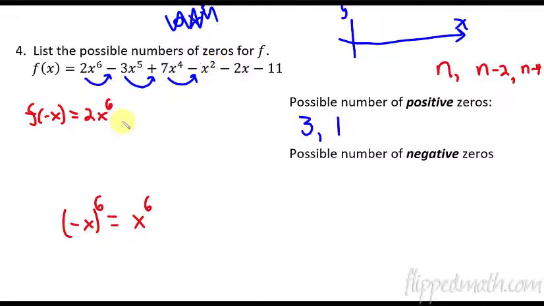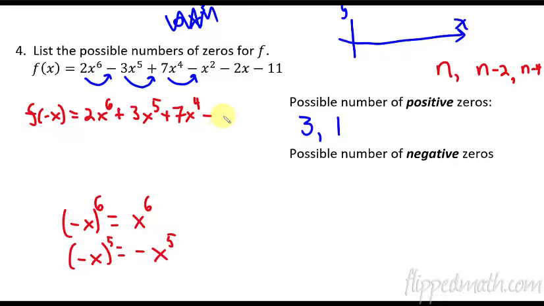But the odd ones change. This next term, instead of it being minus 3x to the 5th, it now is going to change. Why? Because negative x to the 5th power is going to equal negative x to the 5th. So that makes this now a positive. It just changes the signs if you have an odd exponent, an odd power. Then this one is even, so it stays the same, plus 7x to the 4th. This one is even, so it stays the same, so minus x squared. This is to the 1st power, right? So it changes, so that's no longer a minus. It's going to be a plus 2x. And then minus 11, nothing changes there.